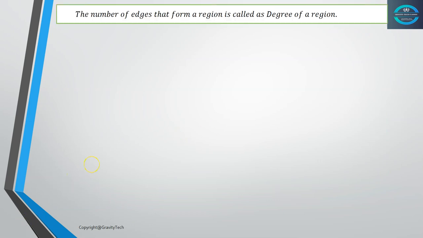Now next. Let's see what is the next. So what is the degree of a region? Now we saw the order of a graph, we saw the degree of a vertex. Now what is the degree of a region? The number of edges that form a region is basically called the degree of the region. Okay, the next one.